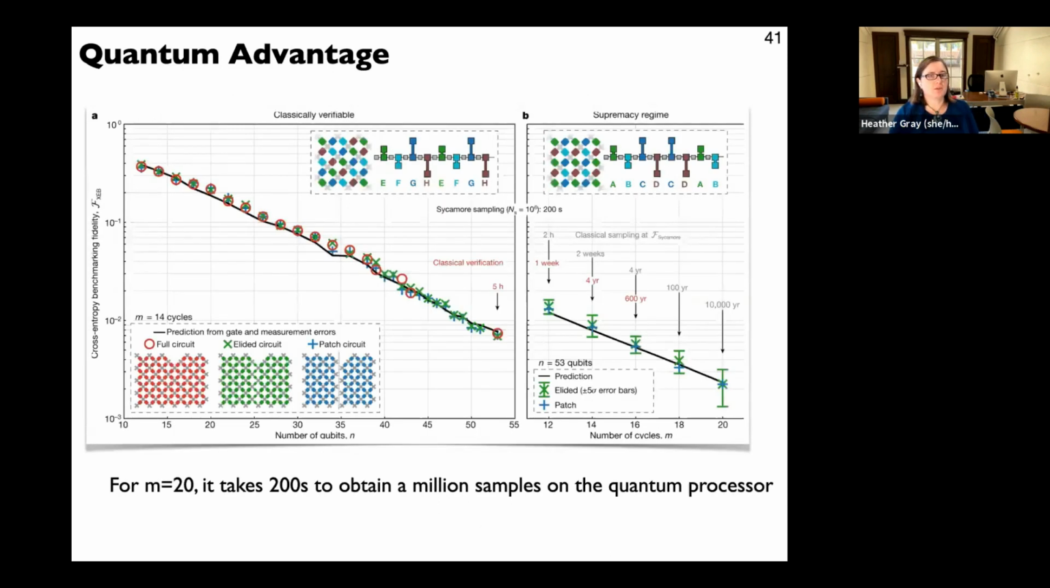Here's one of the plots from their paper, which is actually showing you how they verified that they knew what they were doing. On the left, there's a sort of classically verifiable regime, and you can see that they're doing a number of different verifications of the circuit fidelity using different methods. And they're doing that as a function of the number of qubits. And overall, you would say the agreement is pretty good. Then on the right, as you start increasing the number of cycles for these 53 qubits, you're actually entering into the supremacy regime where you can't necessarily do this verification as before. But overall, that looks pretty good.